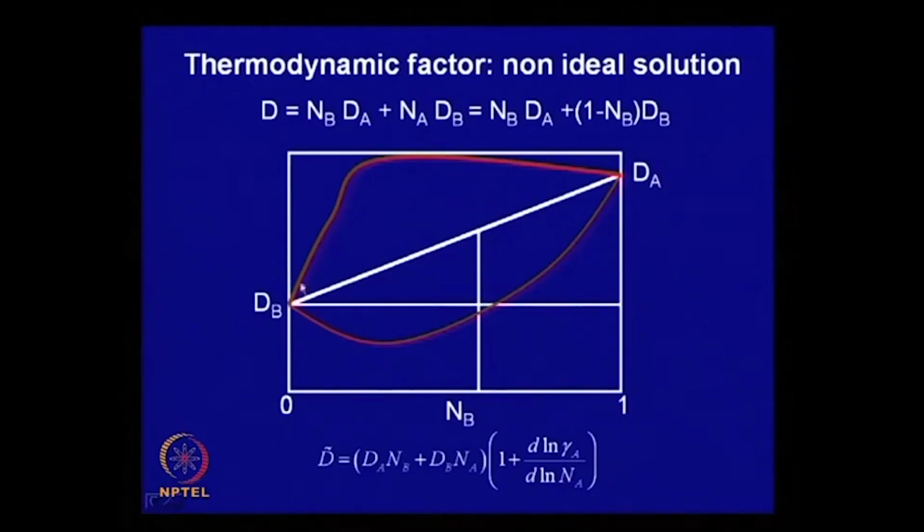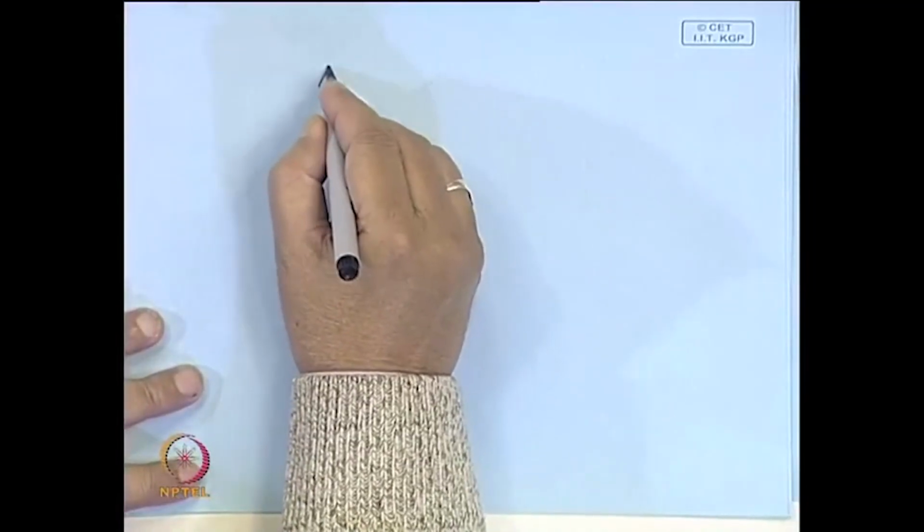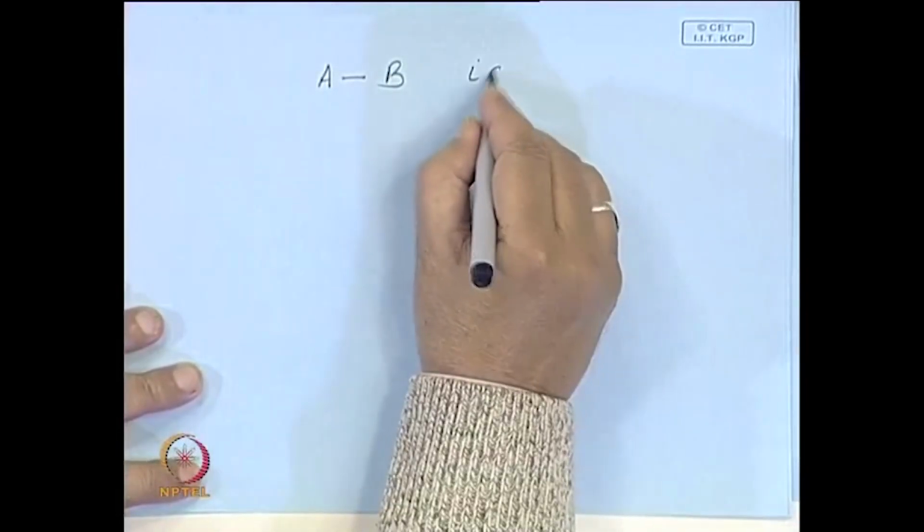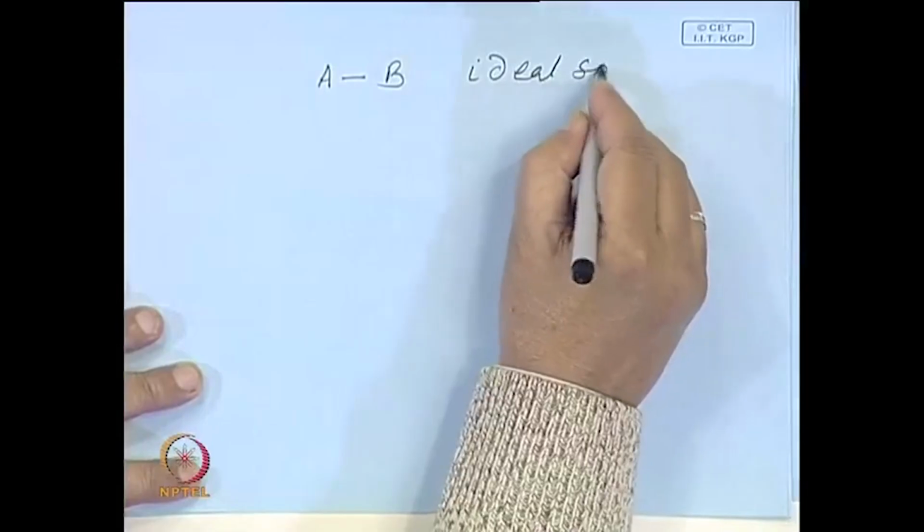Therefore, this line should be linear, but what we actually get here is something like this. And why do we get it? This is because when we derived this expression, we made an implicit assumption, and that assumption was that the two metals A and B form an ideal solid solution. That means the binary system is an ideal solid solution.